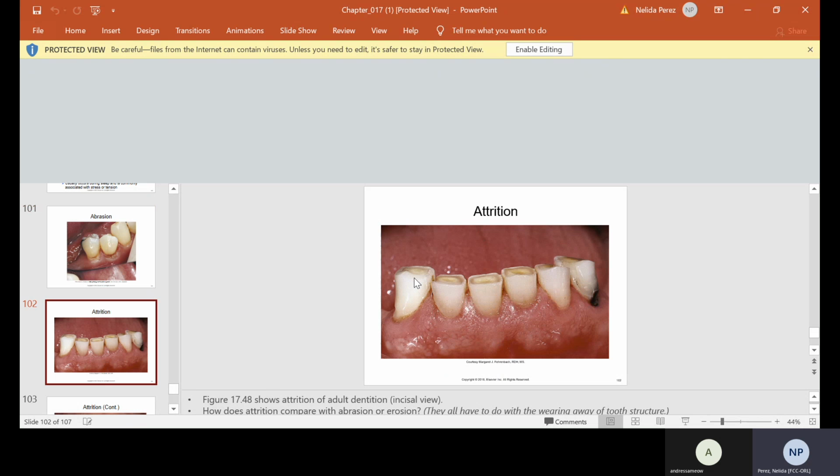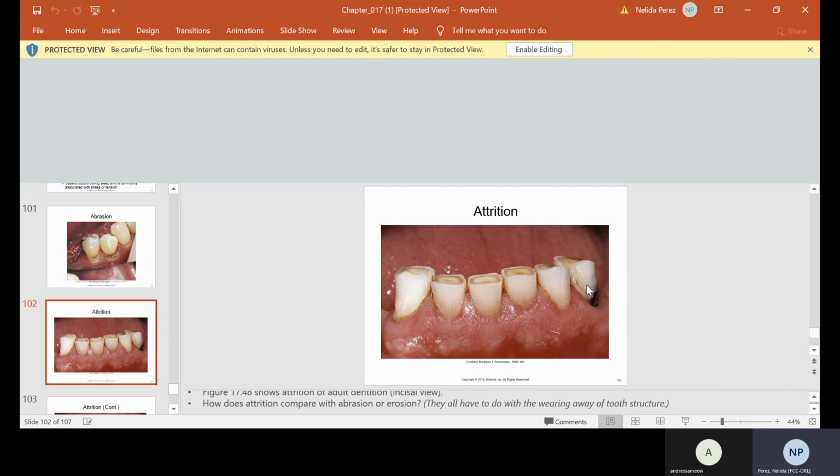And then here is excessively, this is attrition, and this is excessively grinding or wearing away their teeth. And basically the tops of the teeth are all worn down, and that leaves the teeth with stumps. At this point, these teeth can be very sensitive because there's no enamel covering the top, and they're exposed to the dentin and possibly sometimes even to the pulp.